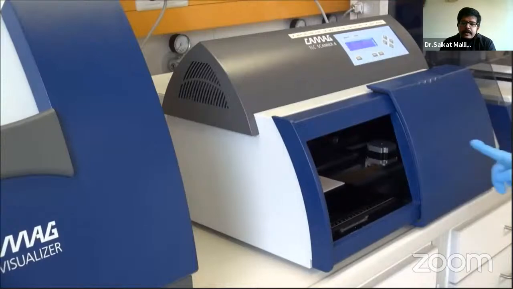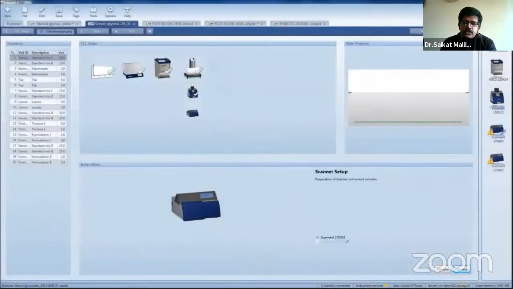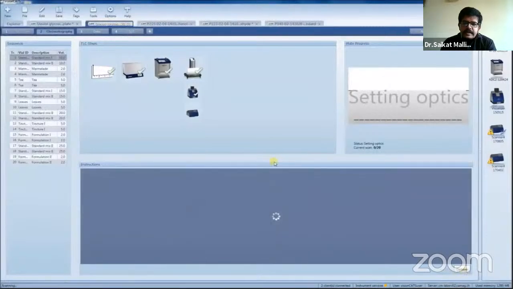And there you just load the plate, and with the software again you program what is the wavelength in which you want to scan it. Once that is done, you just click on continue. The scanning process happens and you store the data over here.